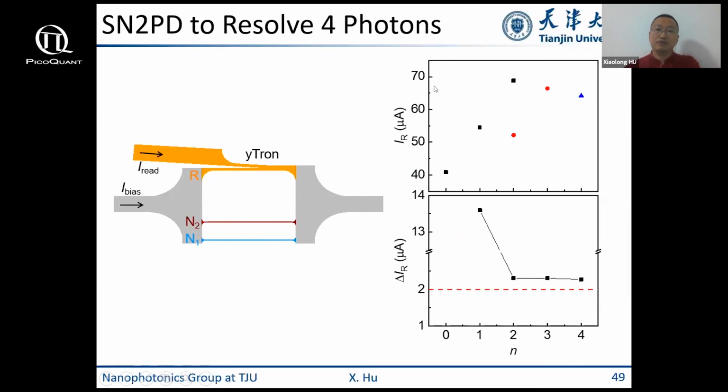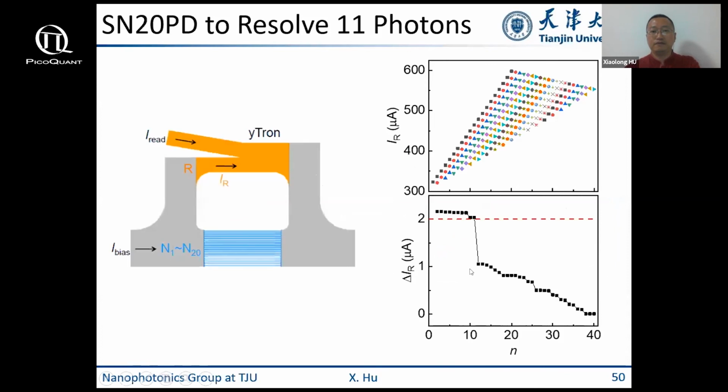This is a summary of the SN2PD. Those are the steady states, and this is the minimum delta IR we need to resolve. And we extend this to more branches. This is a summary of the SN20PD, with all the steady states, but with 20 photosensitive nanowires, we cannot resolve 40 photons because of the limited resolution of the Ytron. We can resolve 11 photons with high fidelity because there is an abrupt drop there.